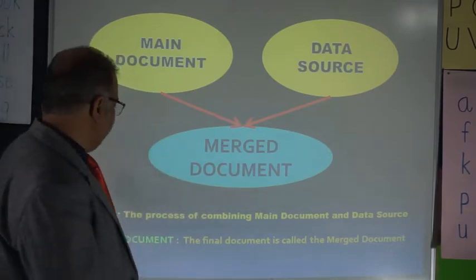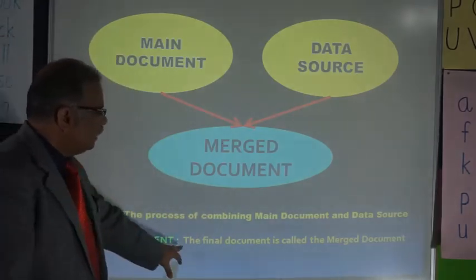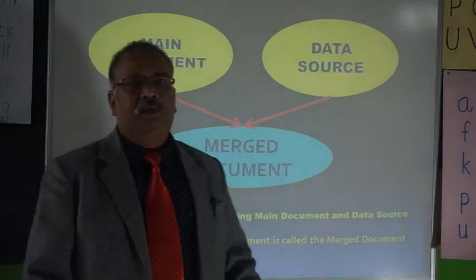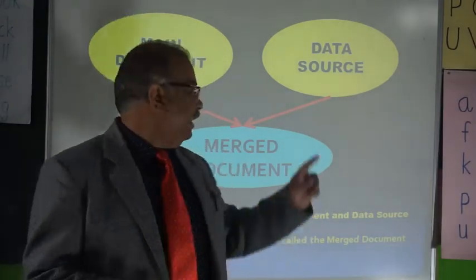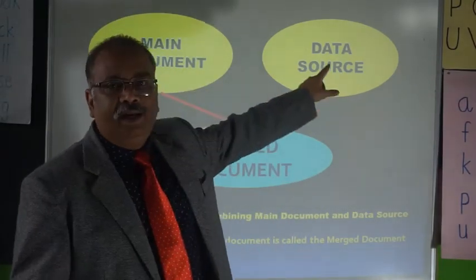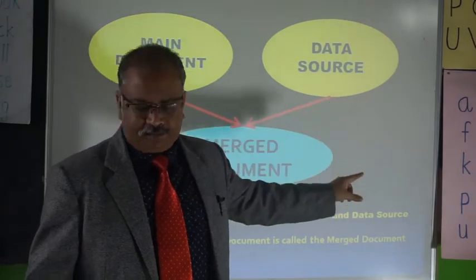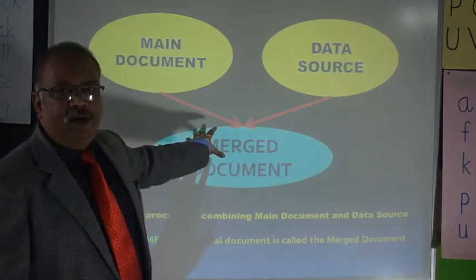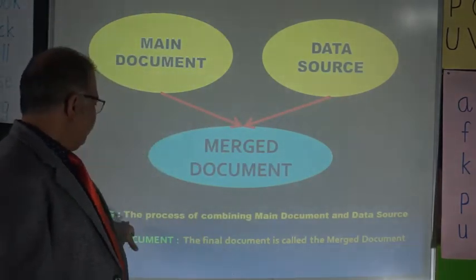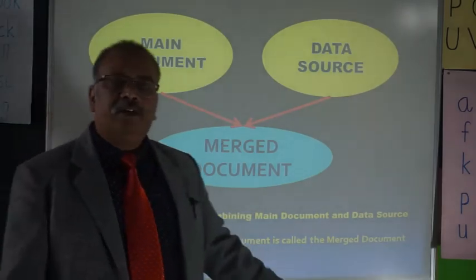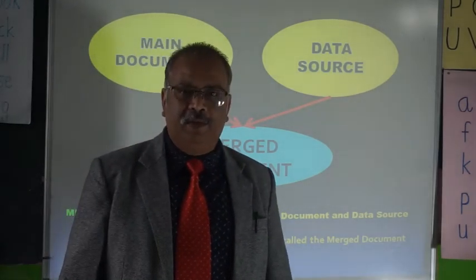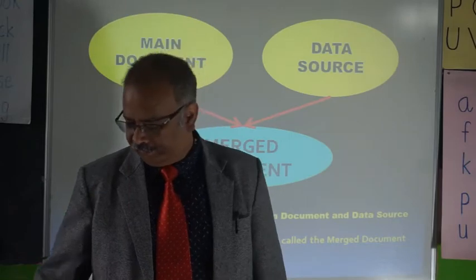The computer and the software MS Word combine them and make a document which is known as the merged document. Now what is a merged document? This is the final document, the final document after combining these two, main document and data source. And the whole process is called merging. The process of combining the main document with the data source is called merging.